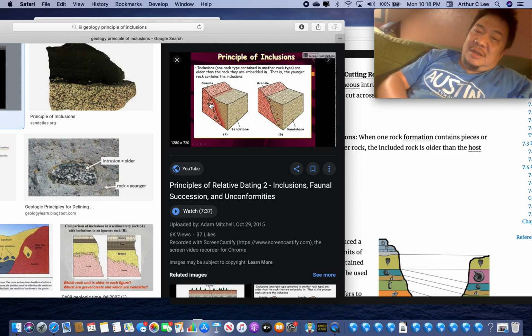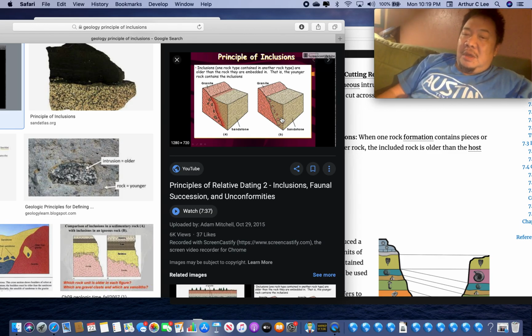An inclusion is a chunk of rock that has been incorporated into another rock. We'll see how that happens in a moment. But on this side, notice that you have inclusions of the granite in the sandstone. The principle of inclusions states that the rock that contains the inclusions must be younger than the rock from which the inclusions are derived. I'll repeat that: the rock that contains the inclusions is the younger rock.